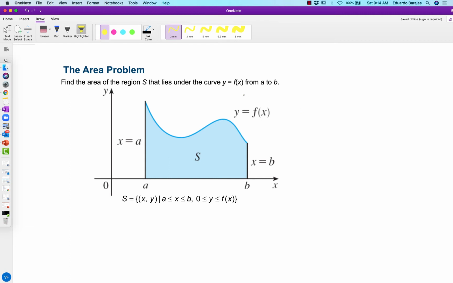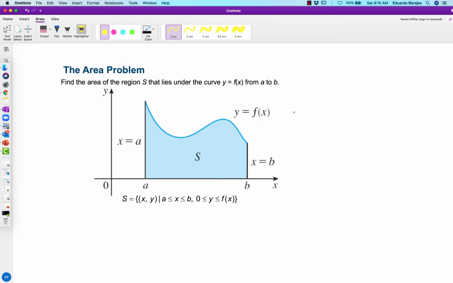So for instance, we might be given a curve y equals f of x. So that's this curvy part right over there. And we might be asked to find the area shaded in blue, which is the area trapped below the curve y equals f of x, above the x-axis, to the right of the vertical line x equals a, and to the left of the line x equals b.